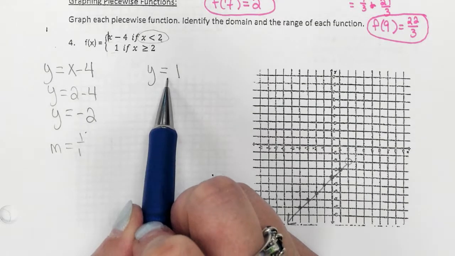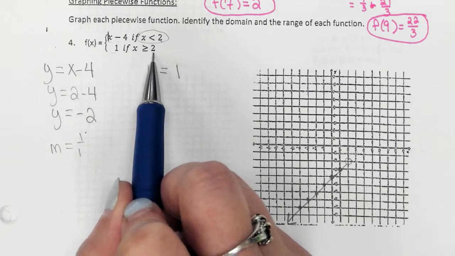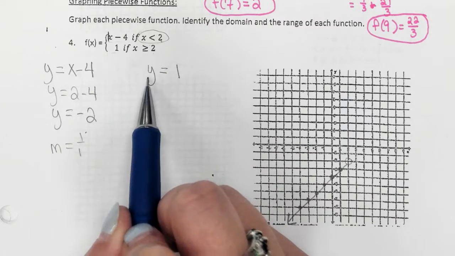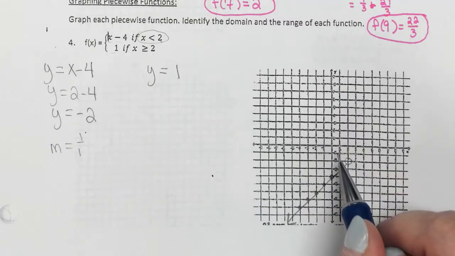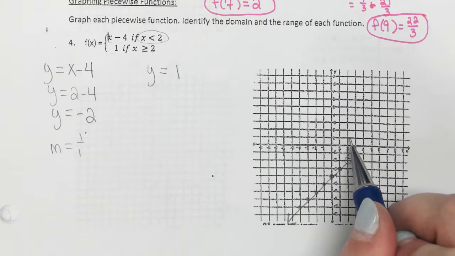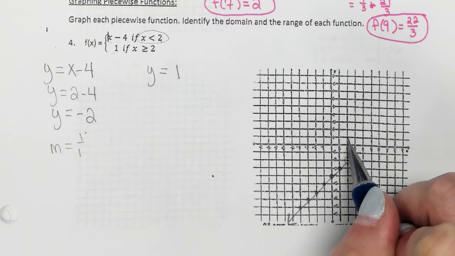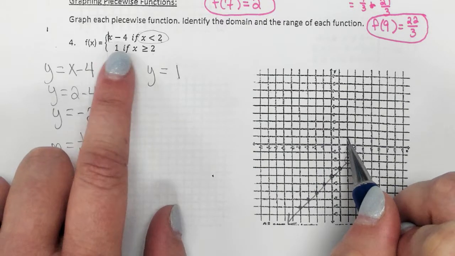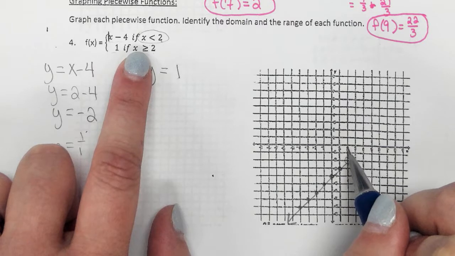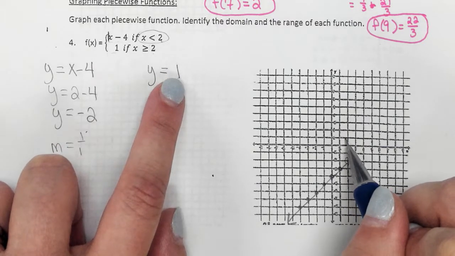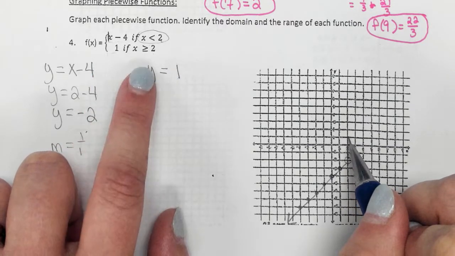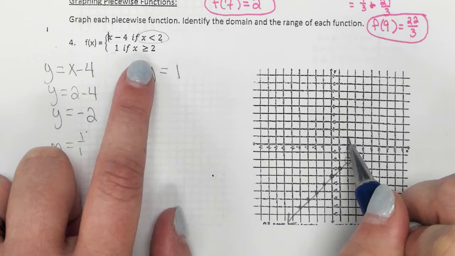First one right here. What's my x value? 2. What's my y value? 1. So I'm going to go x at 2, y at 1. Don't put a dot, just put your pencil there. X is 2, y is 1. Does that get an open dot or a closed dot?